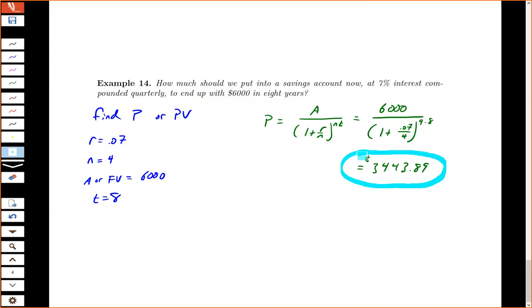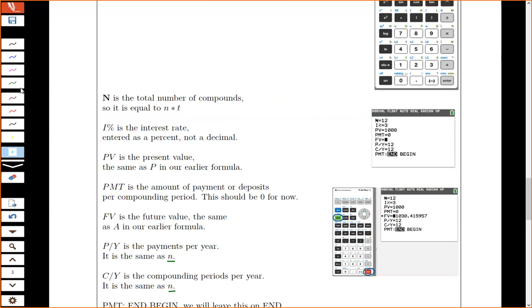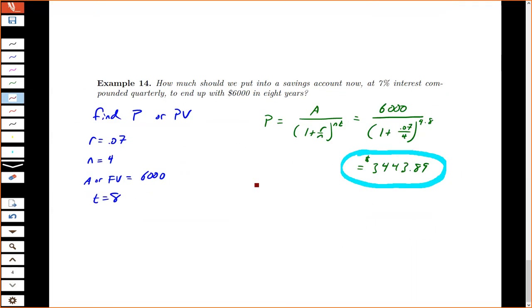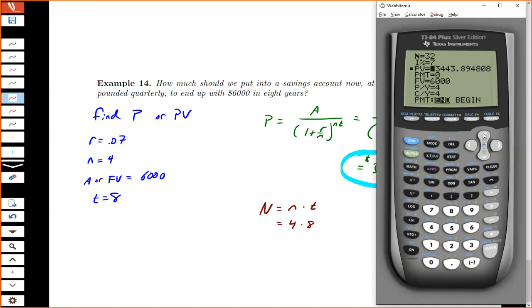How does n equal 32? So remember that the capital N is equal to little n times t. So in this problem, the capital N, okay, is 4 times 8. Okay, so when I entered on my calculator, I enter 4 times 8, and when I hit enter, it automatically does the multiplication for me. Okay, so I don't have to do mental math, even like simple multiplication, I don't have to do mental math.